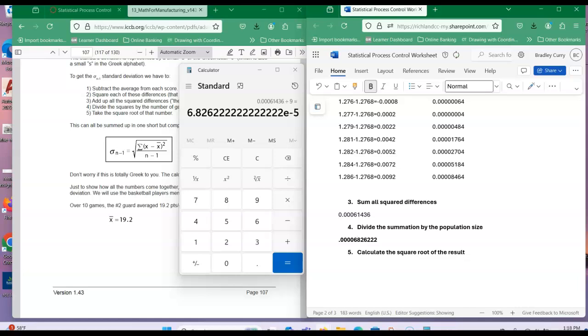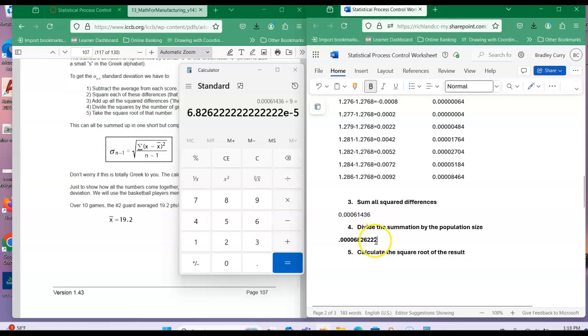So your calculated summation here, when we sum all of those differences, is 0.0000682622. Your calculator up here just gave it to you in that scientific notation of 6.8262222 repeating times 10 to the minus 5th power. So just reminding you of this type of scientific notation on a calculator.